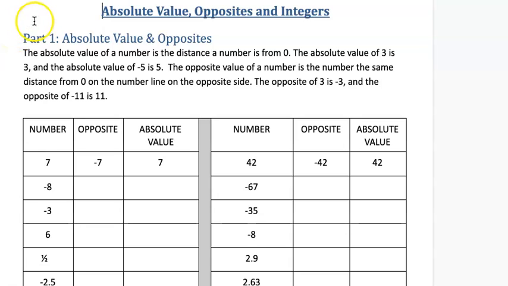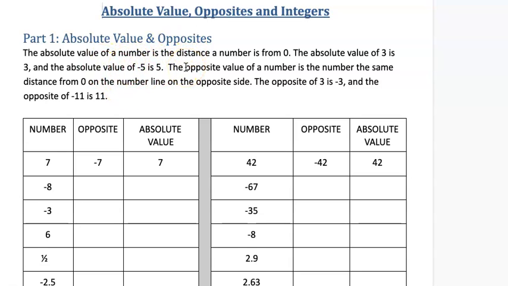Okay, so this is part one, the explanation for how to solve the problems in part one. The absolute value of a number is the distance from the number to zero. So the absolute value of 3 is going to be 3, and the absolute value of -5 is 5. You just use a number line to see the distance, and it's always going to be a positive value.